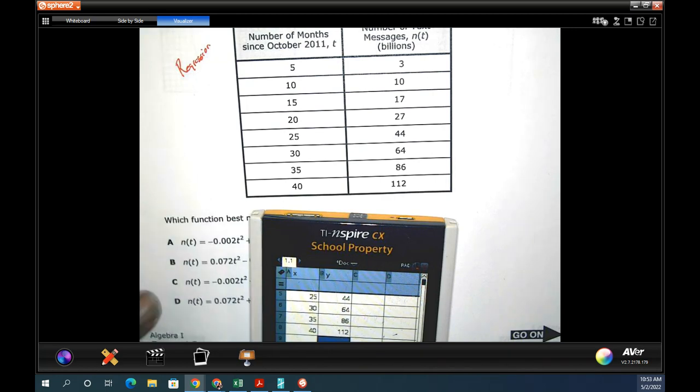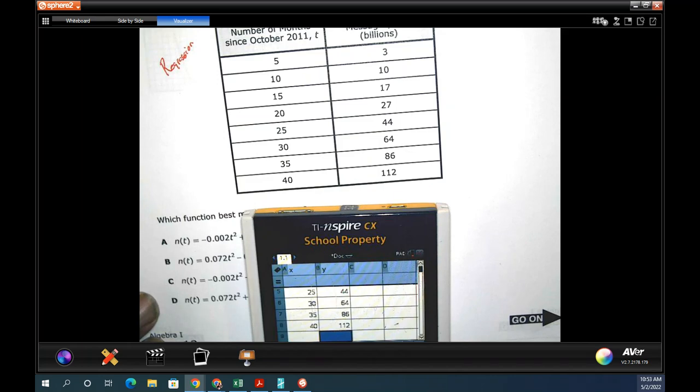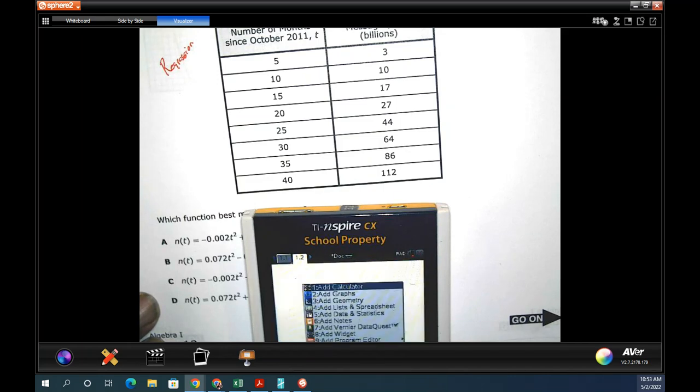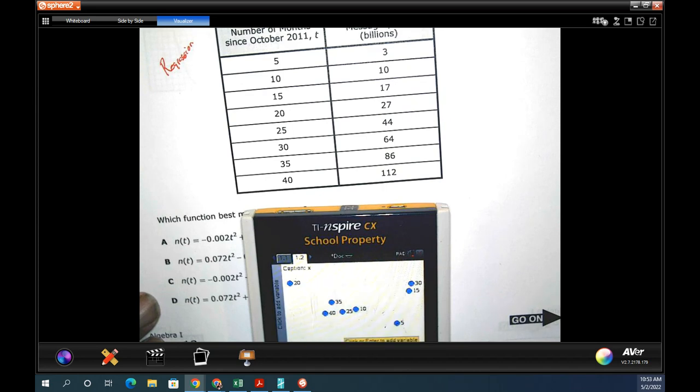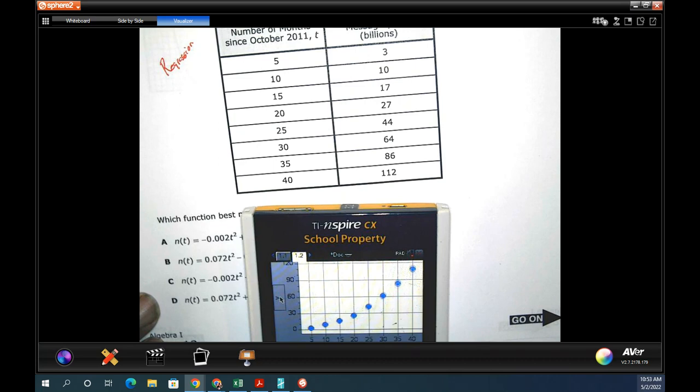All right, we got it all in. So it's control, doc, add data and statistics. Change the bottom to X, change that to Y. See that curve in there? So now it's menu. Nothing's changed yet, has it?